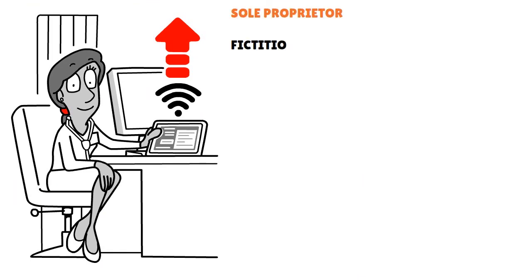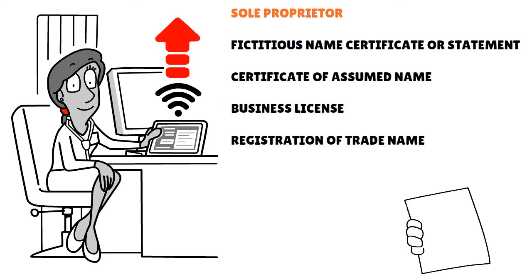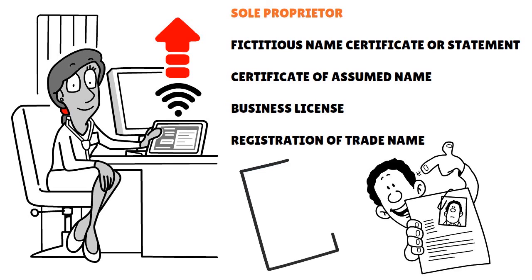Fictitious name certificate or statement. That's what we call DBA, doing business as. Okay, you can also provide a certificate of assumed name, business license, or registration of trade name. For example, if the owner's legal name is Jan Johnson and the business name is Johnson Jewelers, you will need the additional documentation. However, if the business name is Jan Johnson Jewelers, you will not.